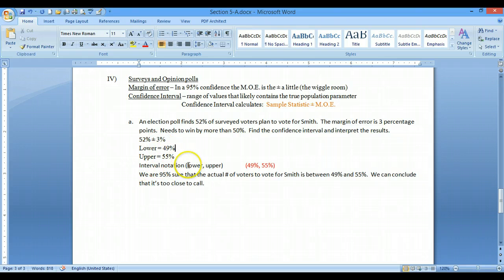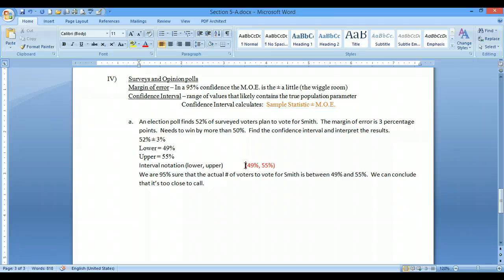To write it in interval notation, you go from lower to upper with parentheses and a comma in between. I've seen a lot of people turn in work with the upper down here and the lower up here. Just like numbers go from low to high, and reading from left to right, this should also go from low to high. So my confidence interval says that from about 49% to 55%, we are sure of this percentage that Smith will have the vote. But he needs to win by more than 50%.